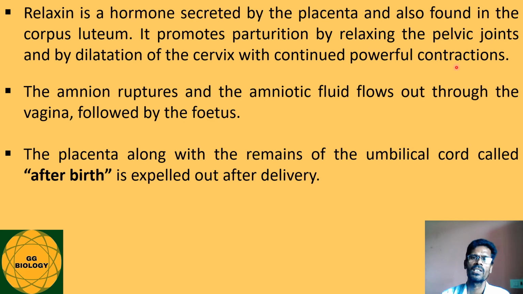So by the contraction of these muscles, the cervix gets dilated and the amnion ruptures, and the amniotic fluid flows out through the vagina, followed by the fetus. The placenta along with the remains of the umbilical cord is called the afterbirth, which is also expelled after the delivery.